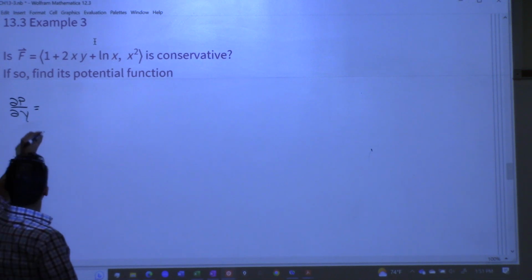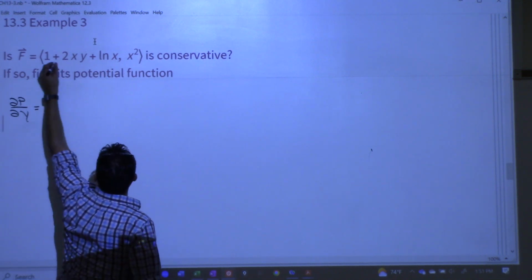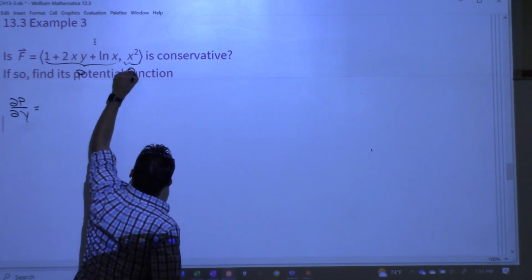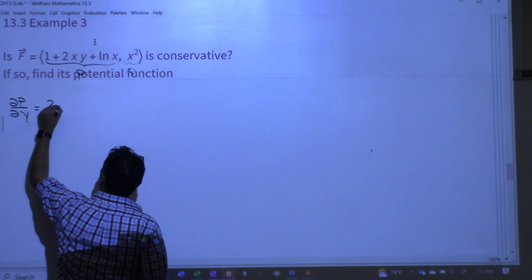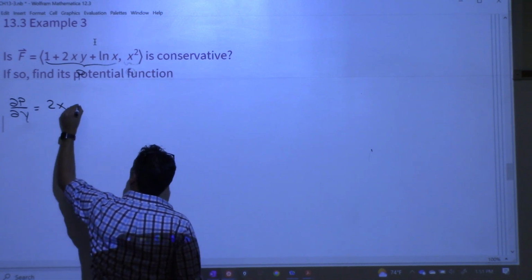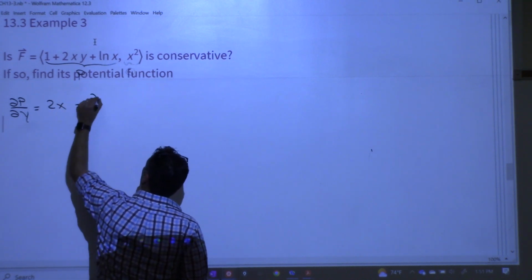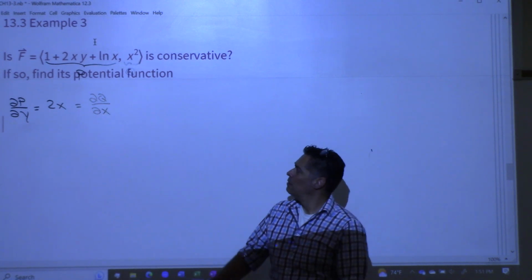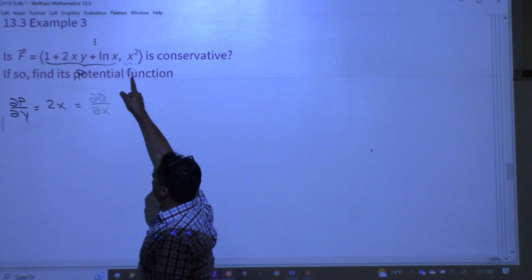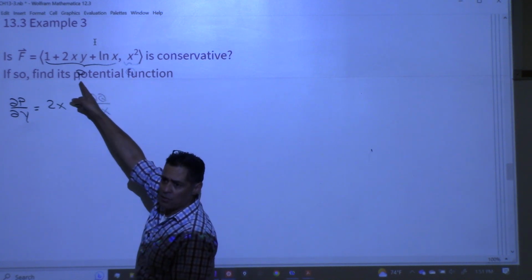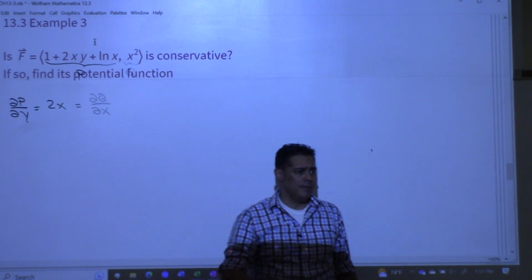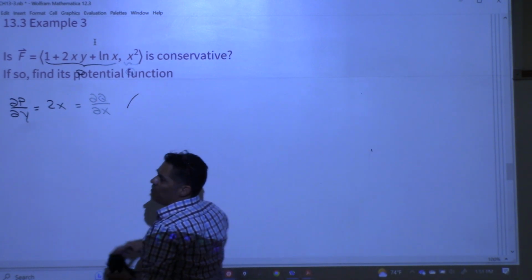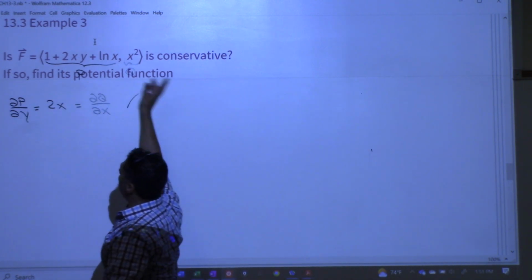The partial of p with respect to y is 2x. So we're taking the derivative of this, right? This is p. This is q. So that's 2x. And what's the partial of q with respect to x? 2x. So they're the same, aren't they? The partial of that with respect to x is the partial of that with respect to y. So is it conservative? Yes, it's conservative.